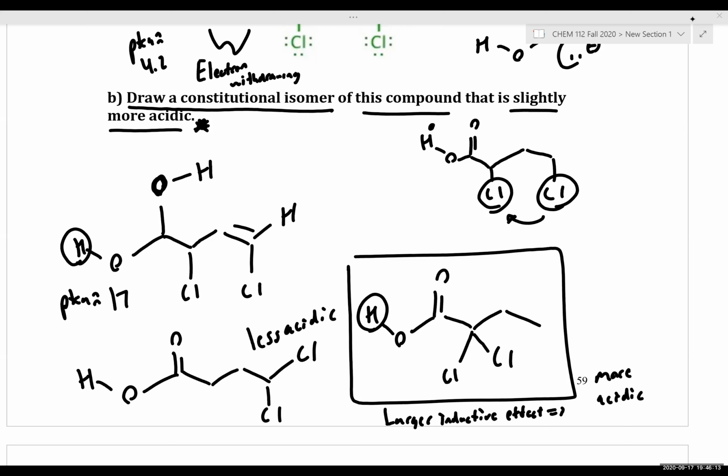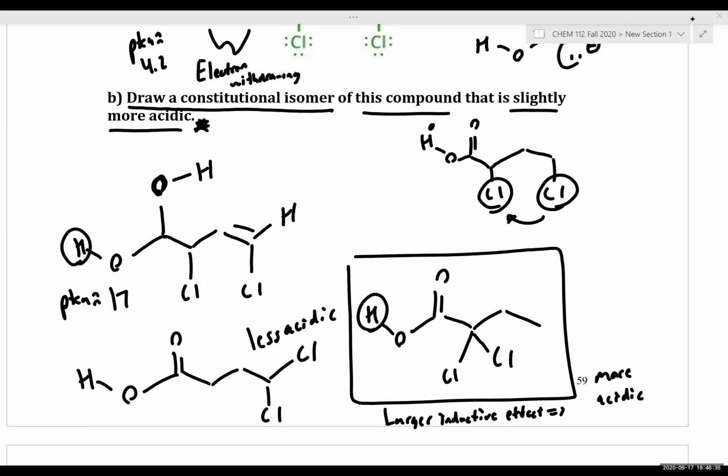This type of question will show up on your exam. I will give you one structure and ask you to draw a constitutional isomer with a certain desired property, such as pKa, bond length, or bond strength. Does this example make sense now?